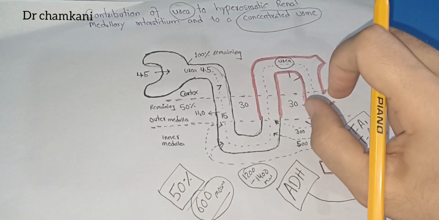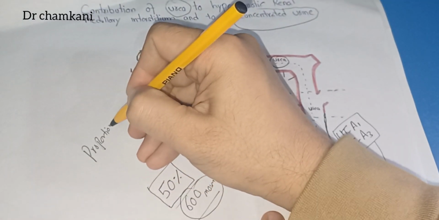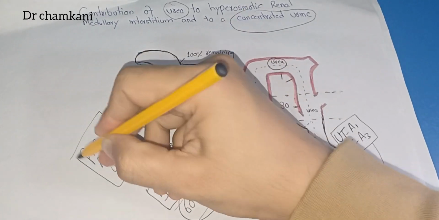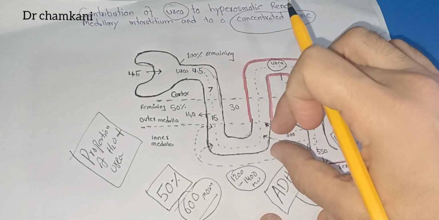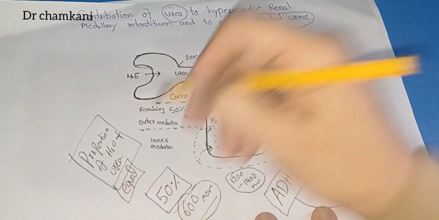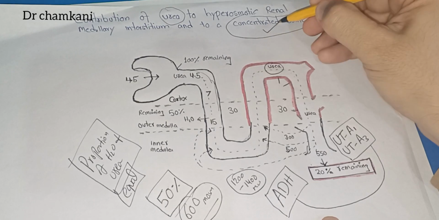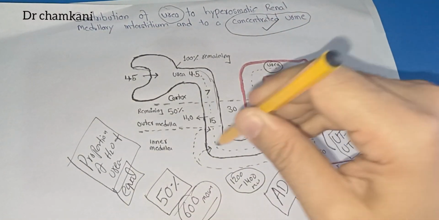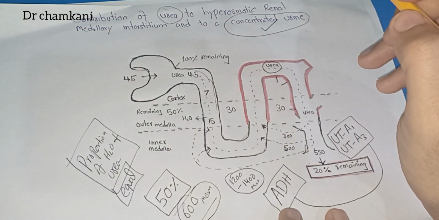But the important thing is that the proportion of water and urea that is reabsorbed from the inner medullary ducts into the medullary interstitium is equal. So overall, the concentration of the urine is not affected, and concentrated urine is formed as well. So urea plays its role in keeping the inner medulla hyperosmotic, as well as helps in the formation of concentrated urine.